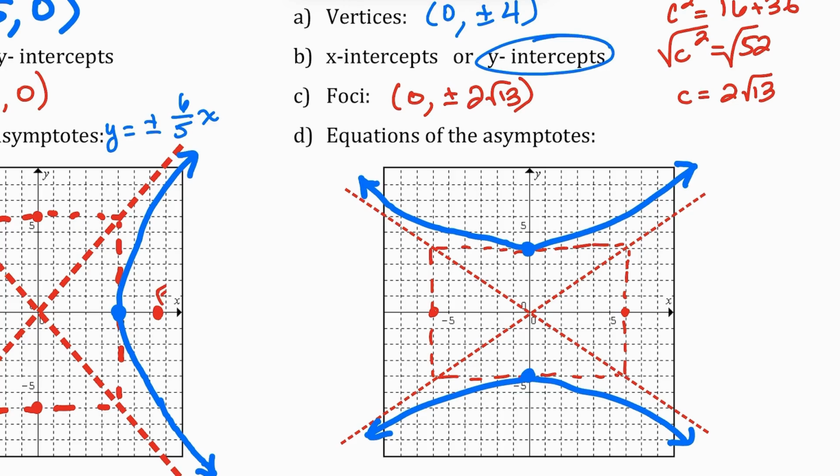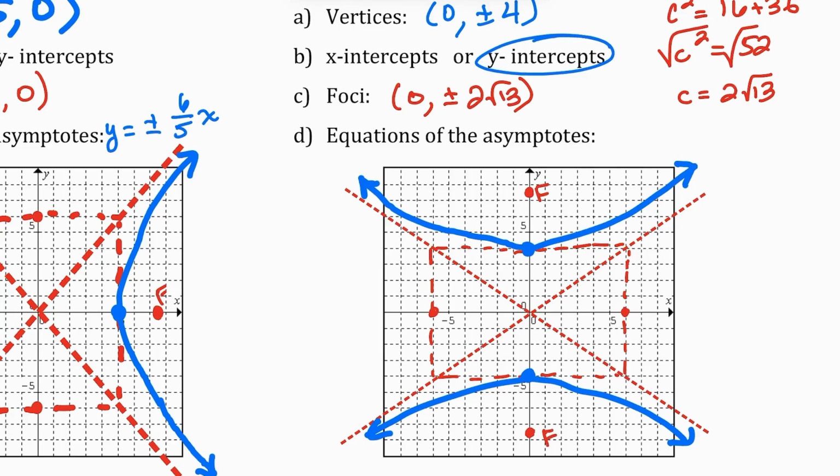Well, 52 is between 49 and 64. So this focal point is going to be somewhere between 7 and 8. So 1, 2, 3, 4, 5, 6, 7. Somewhere here. So those are my focal points.